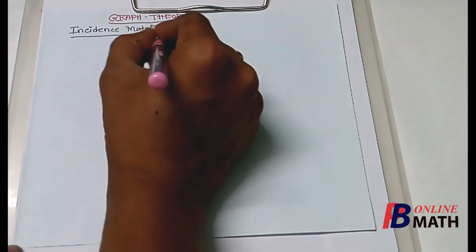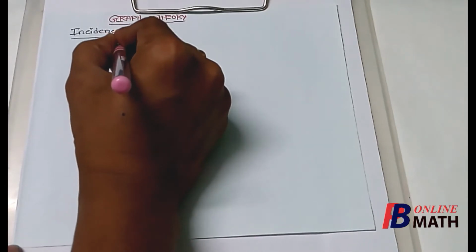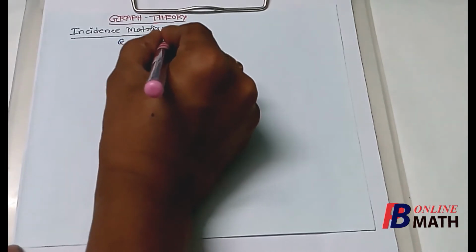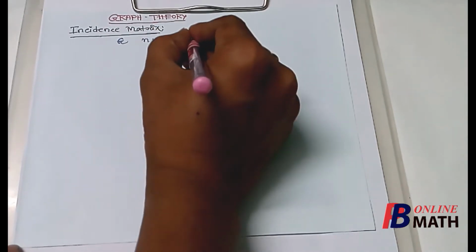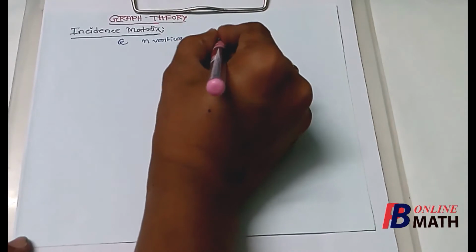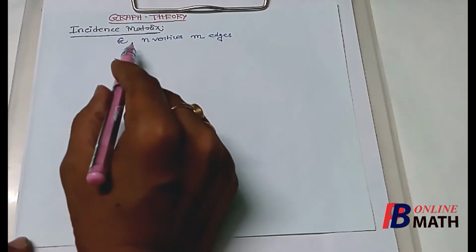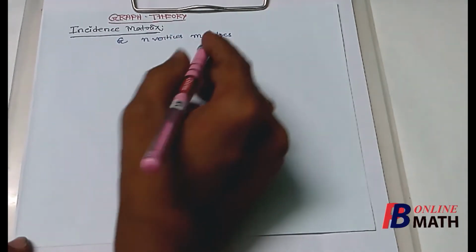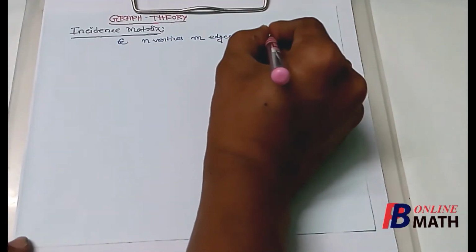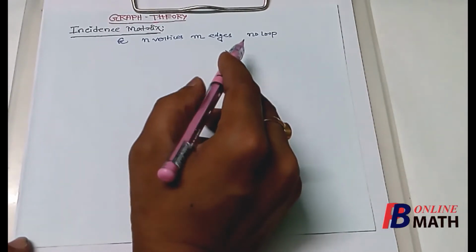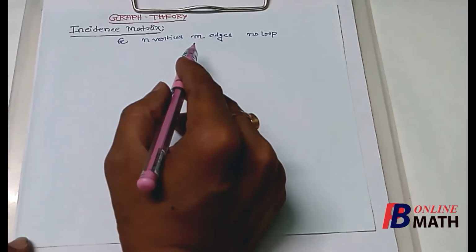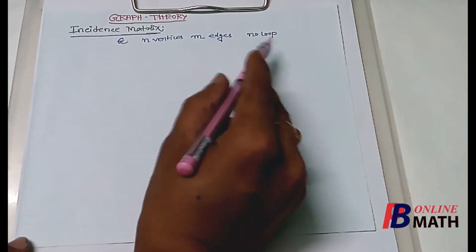First we assume that there exists a graph which is denoted by capital G, and the graph has n number of vertices and m number of edges. So the graph has n number of vertices and m number of edges with no self loop or loop. Initially you assume that the graph has no loop. The graph may contain any parallel edges, but the graph contains no loop.